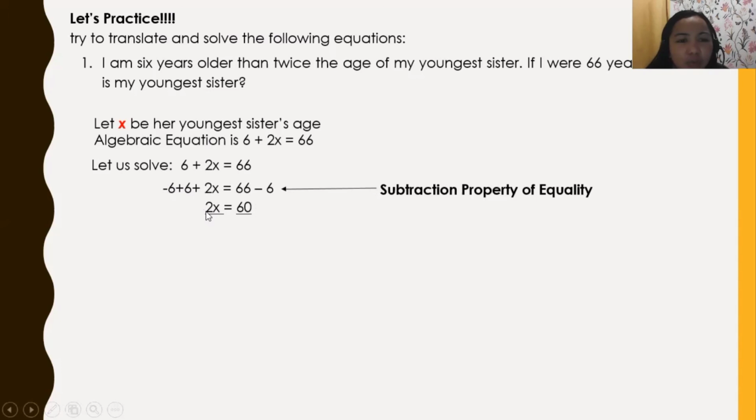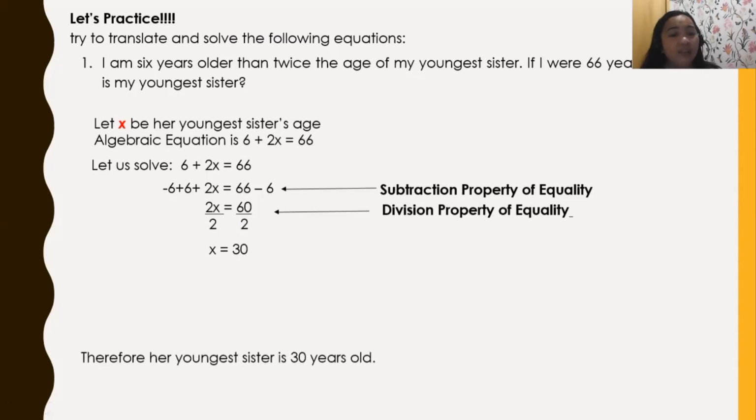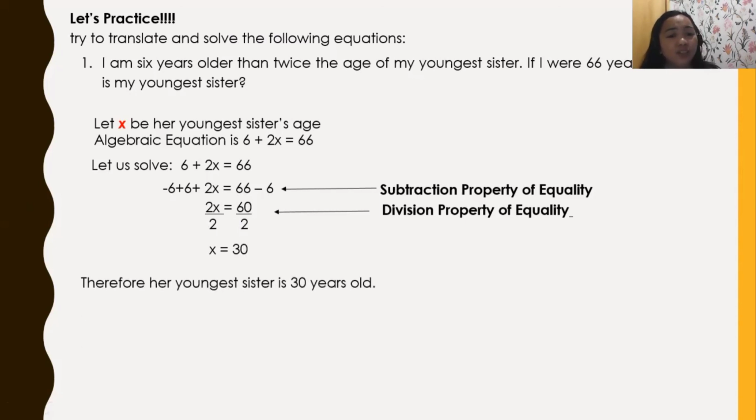So, meron tayo ditong 2 katabi ng x, hindi natin kailangan yung 2. Kaya ang gagawin natin is the division property of equality, which is divide by 2. So, dito, hindi pwedeng 2 dito sa left, tapos 3 sa right side. No. What you do on the left side should be done on the right side. So, that is x equals 30. Therefore, her youngest sister is 30 years old.